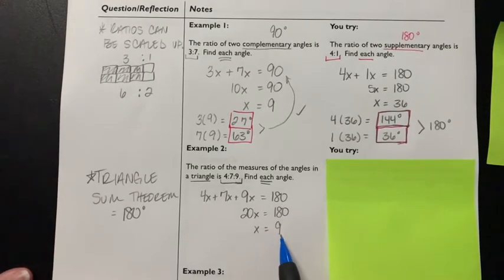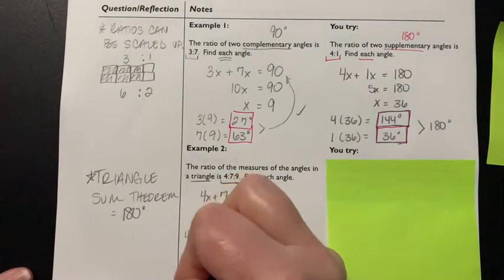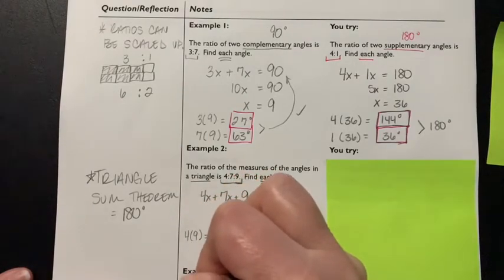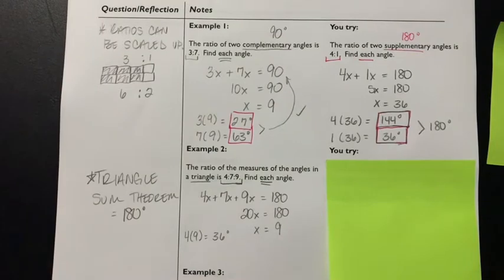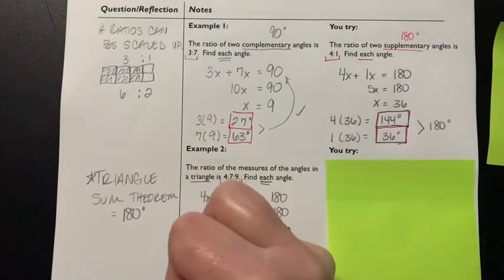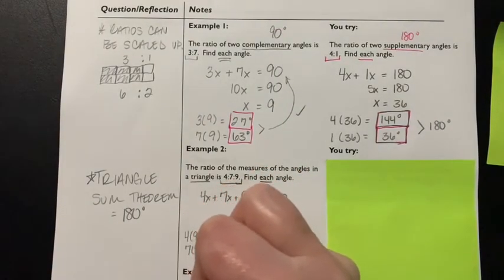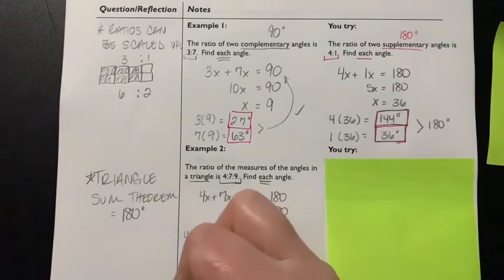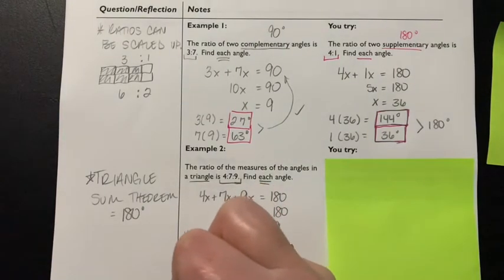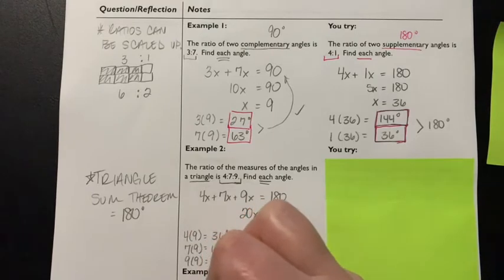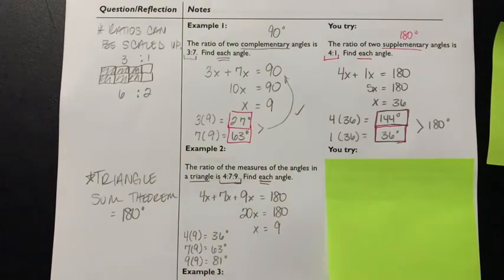So we're going to go ahead and plug that 9 back in for x for each of those calculations to figure out each of the angles. 4 times 9 is 36 degrees. 7 times 9 is 63 degrees. 9 times 9 is 81 degrees. So those would be our answers.